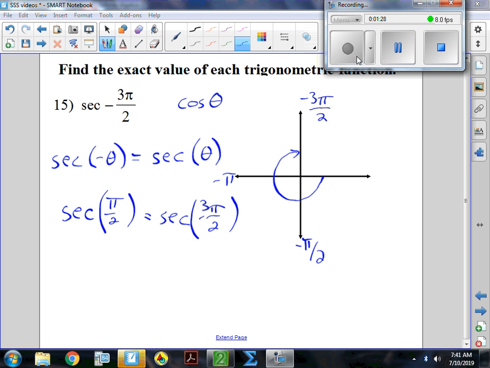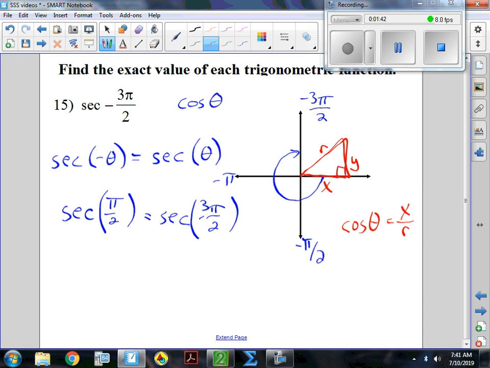If you don't remember all that, then you have to go back to your basics. Draw your triangle inside quadrant 1, make it a right triangle, label it x, y with a hypotenuse of r, and your definition says that cosine theta is equal to x over r. If cosine theta is equal to x over r, that means secant theta, its reciprocal, is equal to r over x.